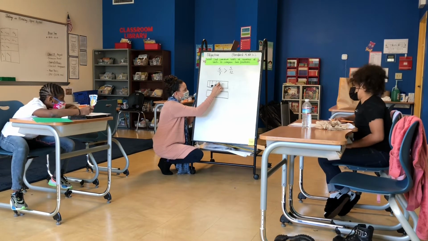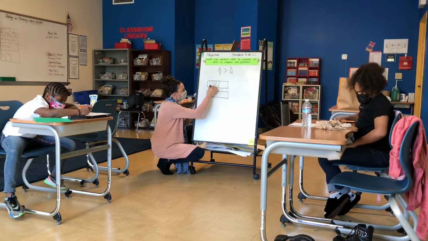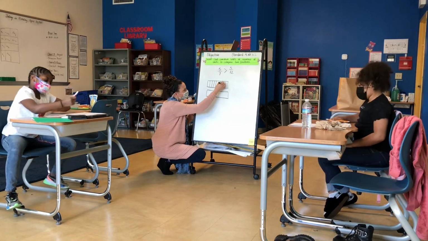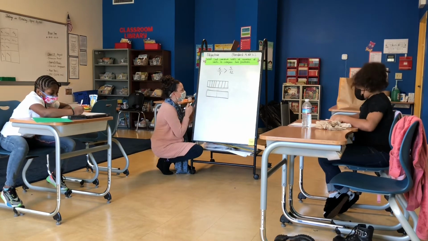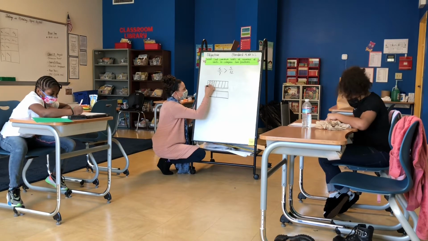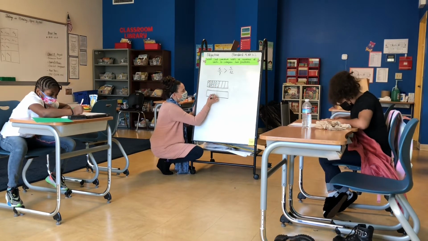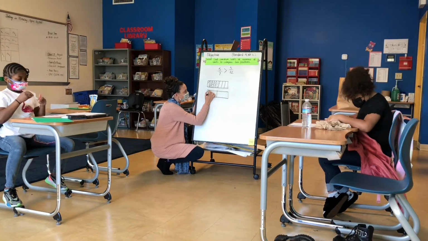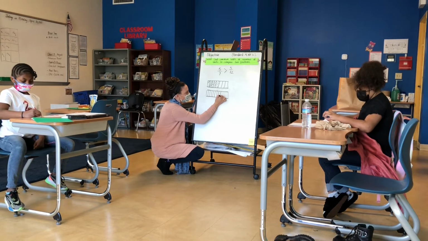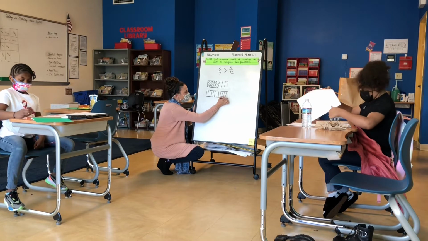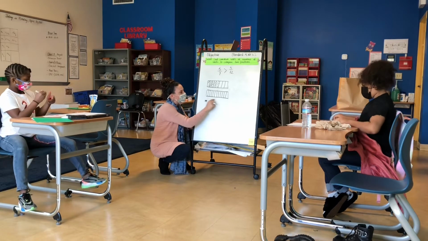1, 2, 3, 4, 5, 6, 7, 8. 1, 2, 3, 4, 5, 6, 7. Okay? And now I can move my benchmark from there. Now I'm going to shade in 5 of these. 1, 2, 3, 4, 5. Okay? And then here I know I need 12. So if this is my midpoint, I'm going to need 1, 2, 3, 4, 5, 6, 7, 8, 9, 10, 11, and 12.